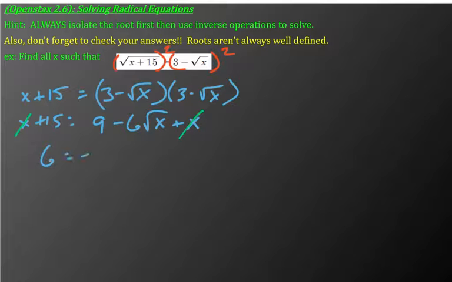So now we have 6 equals negative 6 square root of x. You could also divide by 6, right? I'm going to divide by negative 6. I think we'll do it that way. So I'm going to have negative 1 equals square root of x. And then you've got negative 1 equals square root of x, and you might be seeing where this is going at this point. You square again, right?